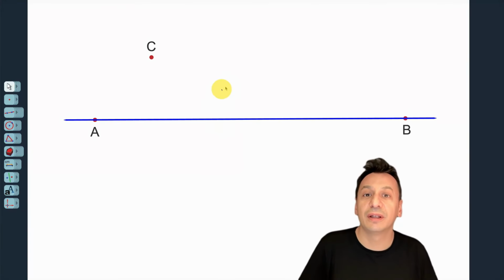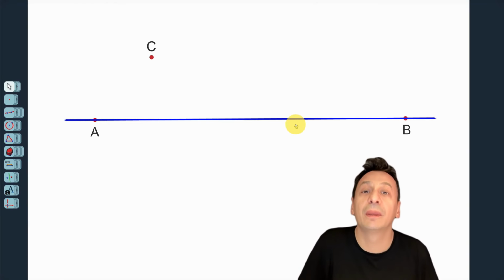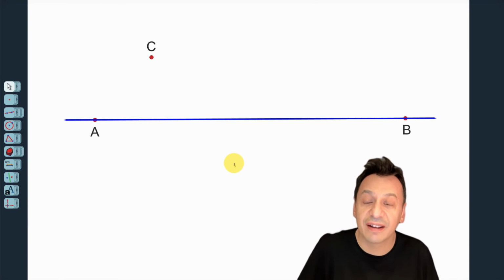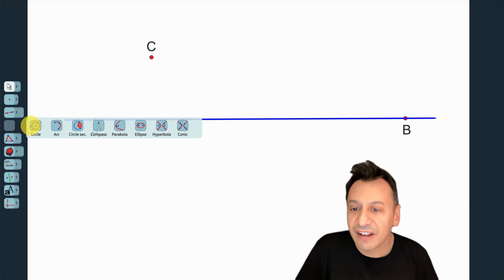Using only a compass and an unmarked straight edge, what is the minimum number of steps needed to draw a perpendicular from point C to the line AB? That's the topic of this video. Let's get started. First, let's take our compass.